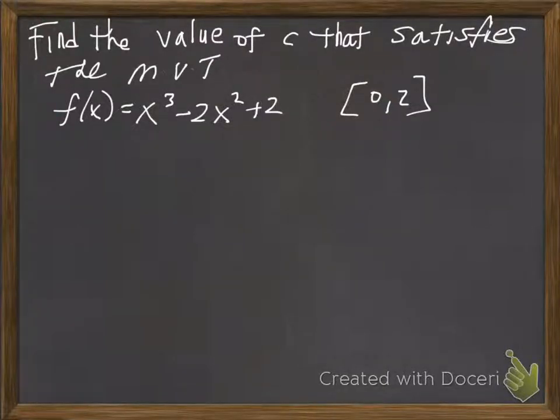Here we're looking at a problem taking an analytical approach to the mean value theorem, in contrast to the graphical approach we did with the rulers and finding parallel lines. So the question asks, find the value of c that satisfies the mean value theorem for the following function in the following interval. Now let's take a step back and recall what the mean value theorem says.